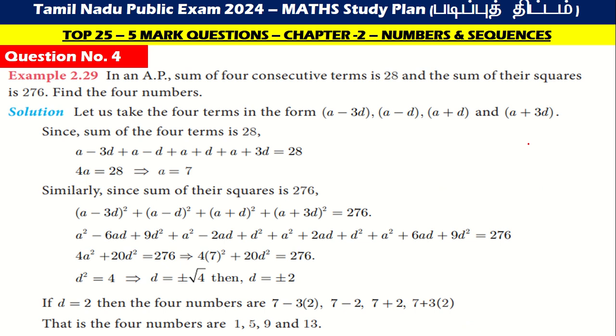In an AP, the sum of 4 consecutive terms is 28. The sum of their squares is 276.